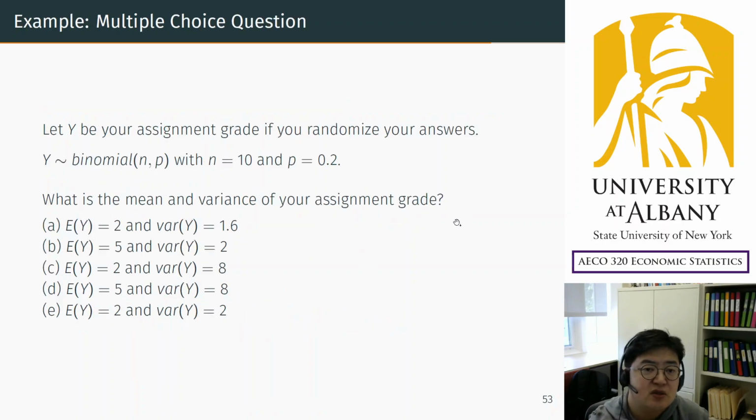Okay, so then it is easy to apply that idea. Suppose you have a quiz with 10 questions, and each question has 5 options, and you just randomly choose one of them, right? If you choose a correct answer, you get 1 point. If it is a wrong answer, you get 0. What is the mean and variance of your quiz grade?